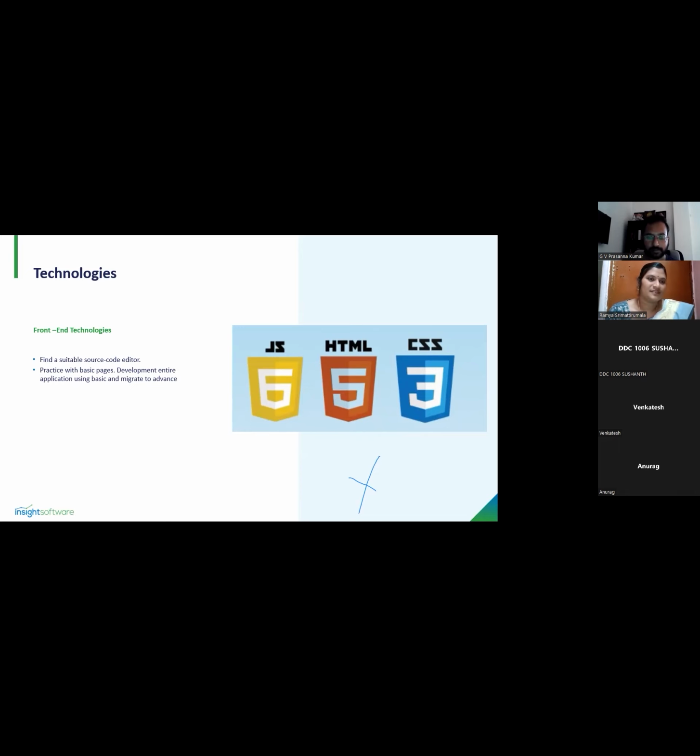Okay, so as I said, there'll be three major focus areas. One is the front-end tech stack, the other would be the back-end business logic, and finally would be the database. Now, these three form the development life cycle of any product. These three play a major role at this moment.